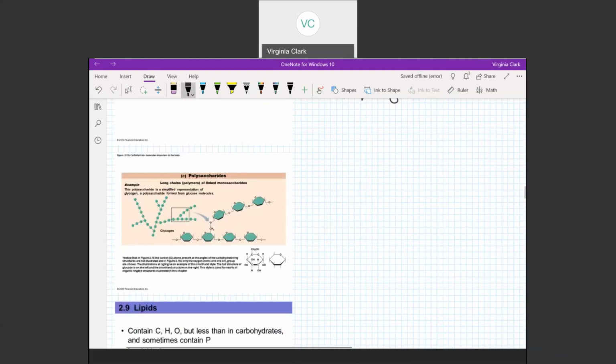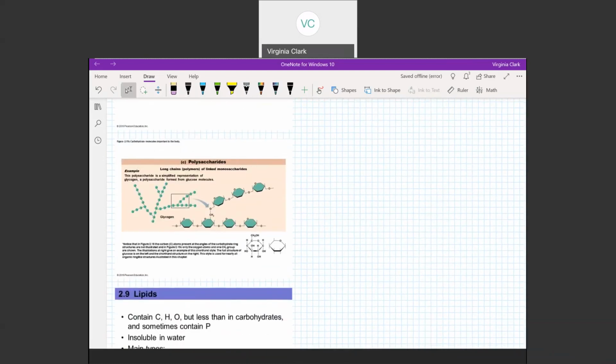So here's some examples of some polysaccharides. This is glycogen, which is the storage in animals. And you can see how each one of these is a monomer. You put them all together and they're going to create a polymer, but you can also see how they're all rings, because remember that is a signifying fact of a carbohydrate.